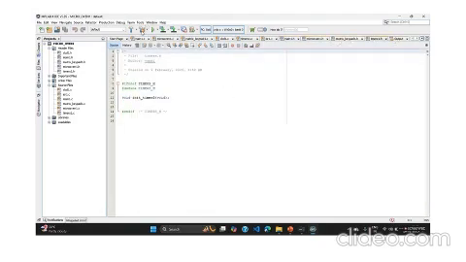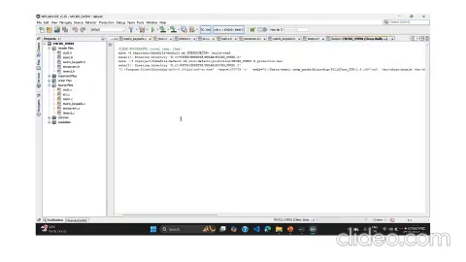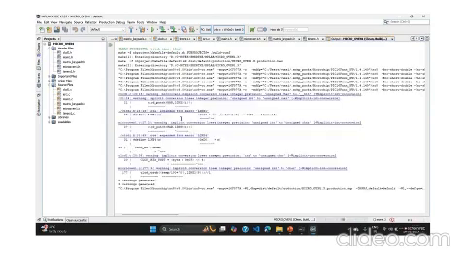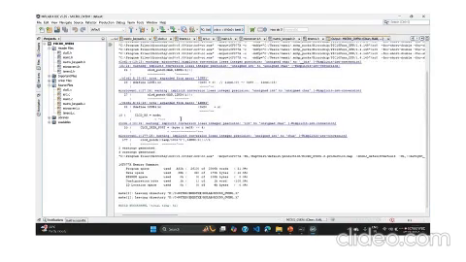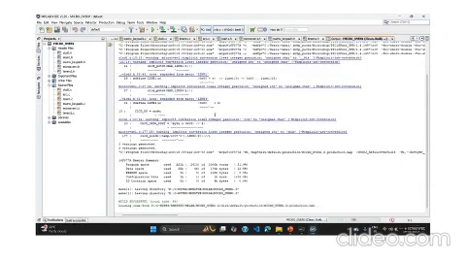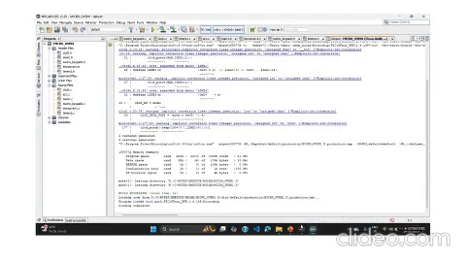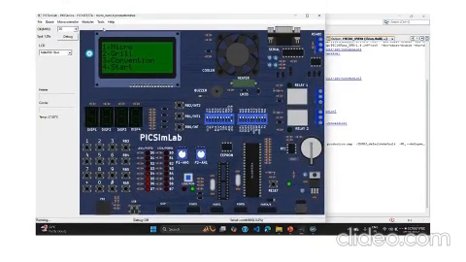Okay, let's clean and build it. Cleaned successfully. Built successfully. Let's see the output in PICSimLab. I'm loading the hex file. Powering on the microwave oven. You can observe here these are the four modes: micro mode, grill mode, convection mode, start mode. Let's see how the modes are working.